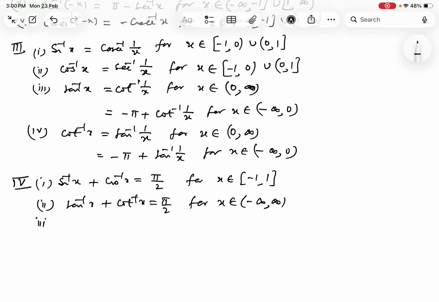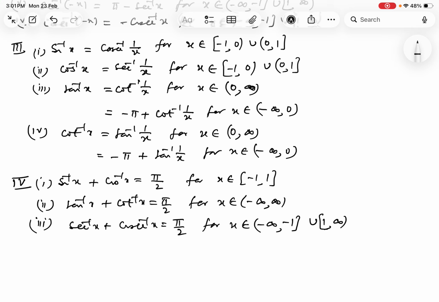And in this, the third result is secant inverse x plus cosecant inverse x is also equal to pi by 2 for x belonging to minus infinity to minus 1 union 1 to infinity.